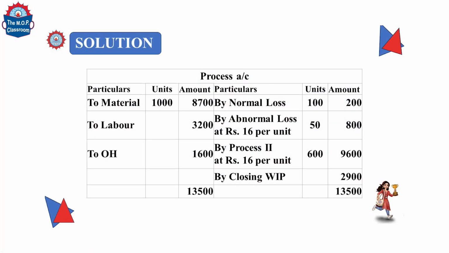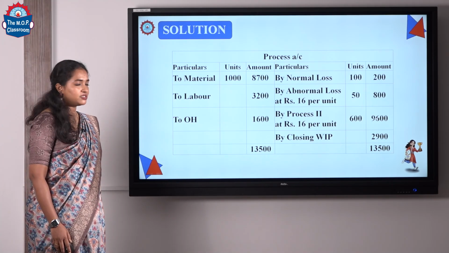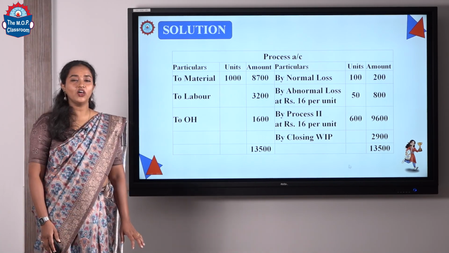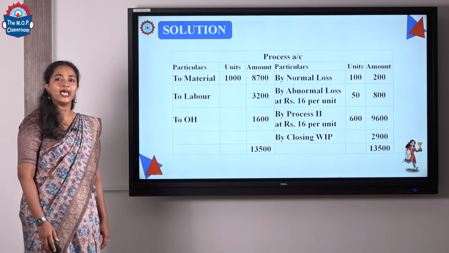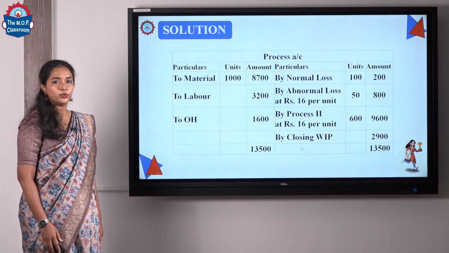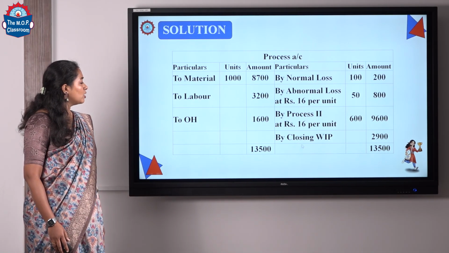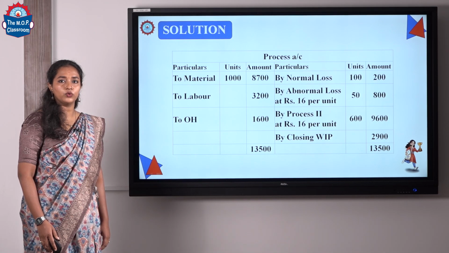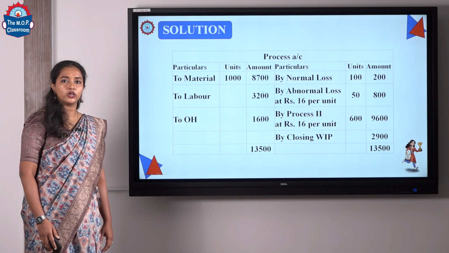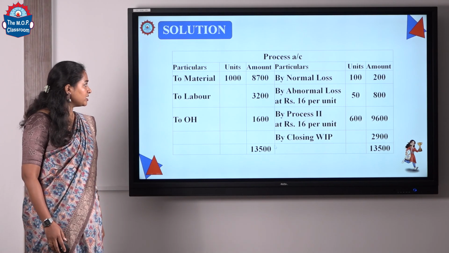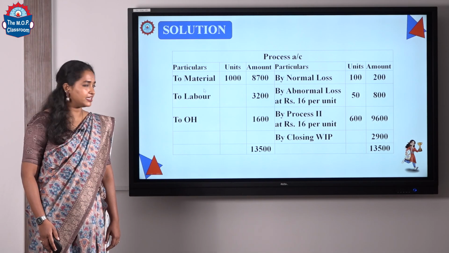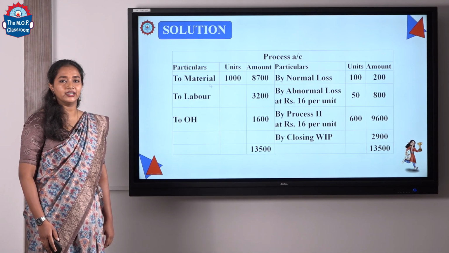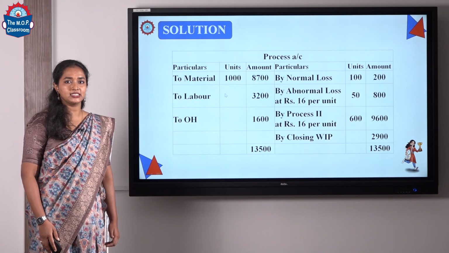Now, in this process cost account, on the left hand side, there are expenses like material, labor and overhead. Expenses are already listed in the problem. On the right, we have normal loss, we have process 2 account, we have closing work in progress and abnormal loss. Now, for normal loss, we know the scrap value is 200, that we can write. Process 2, again 9600, we found out from completed units. Closing work in progress from the previous slide, which is 2900 rupees. For abnormal loss of 50 units, we need to multiply with the total cost of rupees 16 per unit. By doing this, we are getting 800. Now, let us see how this abnormal loss is being explained.